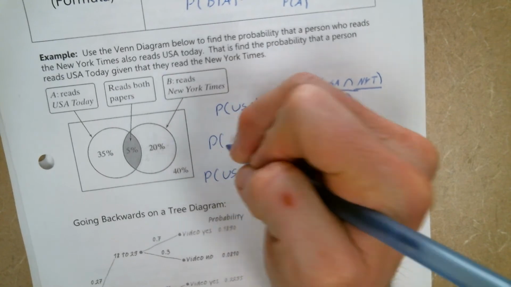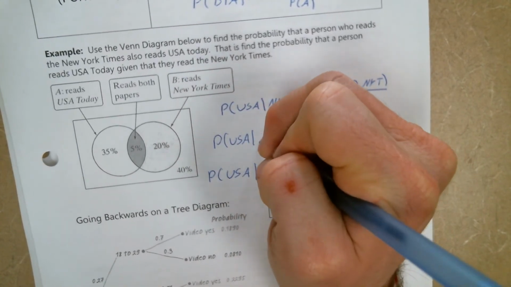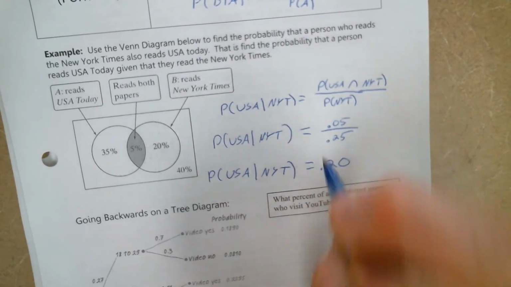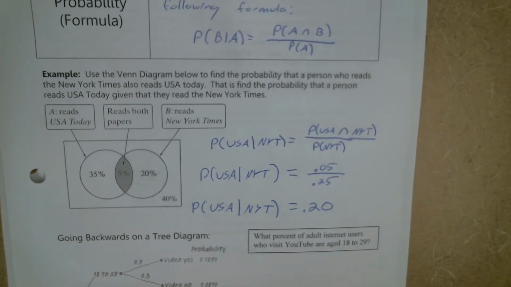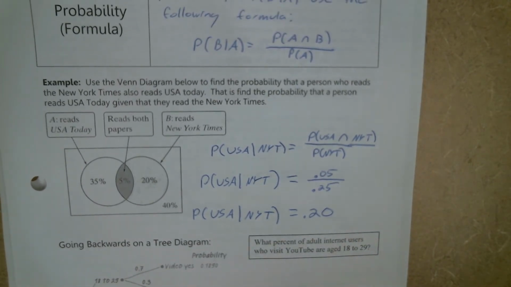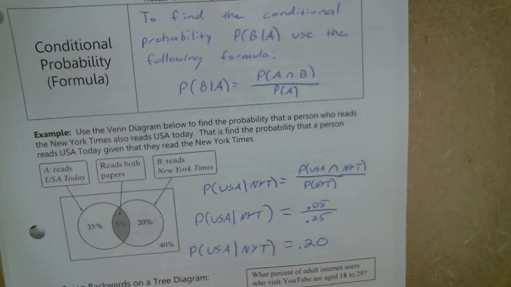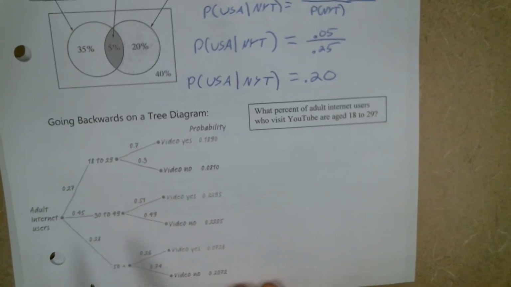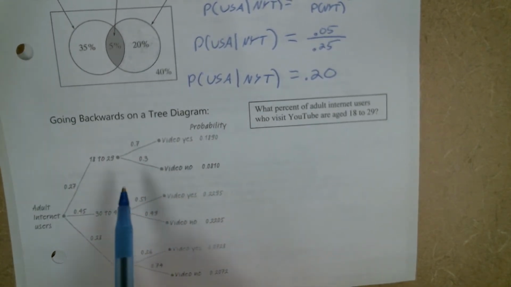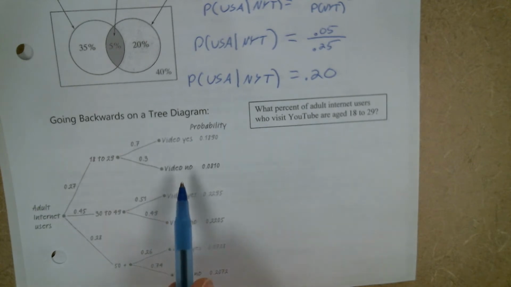All right. So again, this is the probability of USA Today given the New York Times. And we're going to be able to use this formula in different ways depending on the information that's available to us. Depending on which of these three pieces we have, we can solve it in different directions. So here's a tree diagram, and this is the same tree diagram we made in our notes last time. It's the video sharing tree diagram.